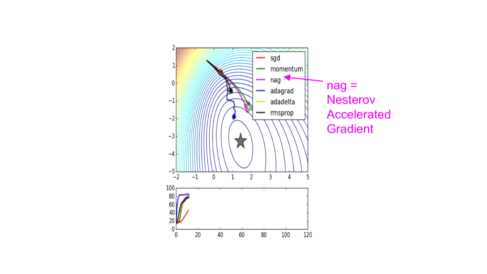So as it goes down and passes that star, it's already getting gradients from below, which are pushing it back. So it goes a little faster.